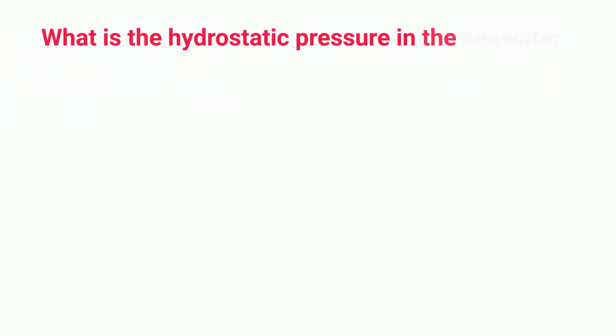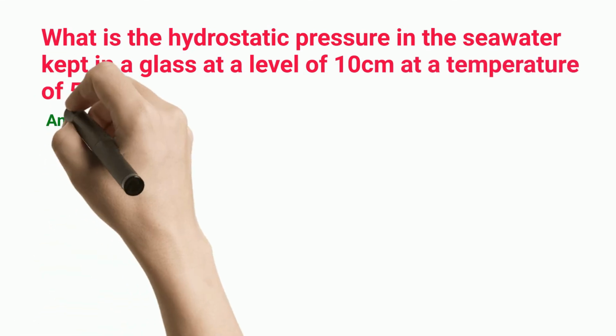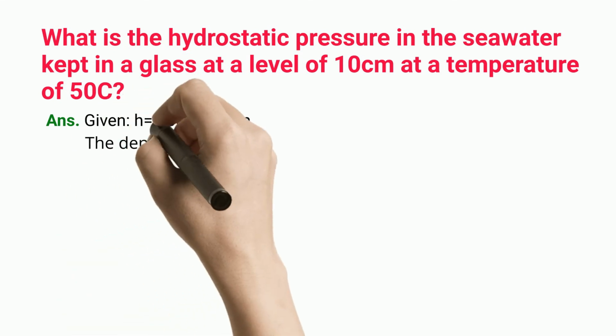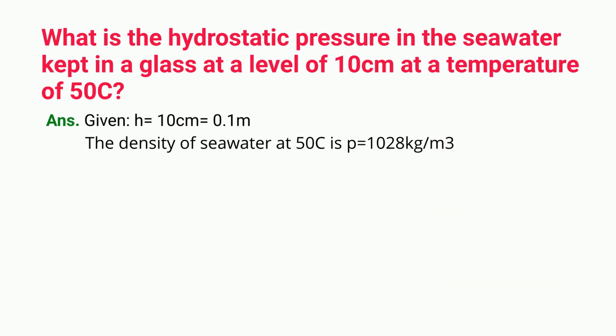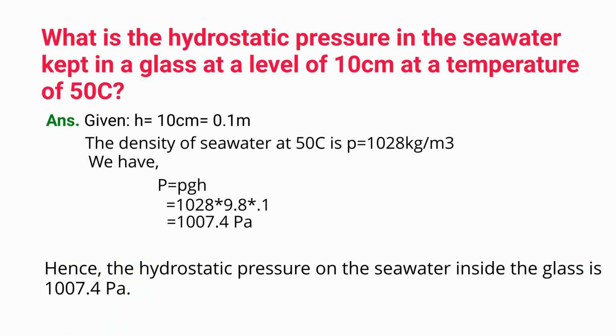What is the hydrostatic pressure in the seawater kept in a glass at a level of 10 centimeters at a temperature of 5°C? Given, h equals 10 cm equals 0.1 m. The density of seawater at 5°C is ρ equals 1028 kg/m³. We have P equals ρgh, which is equal to 1028 times 9.8 times 0.1, equals 1007.4 pascals. Hence, the hydrostatic pressure on the seawater inside the glass is 1007.4 pascals.